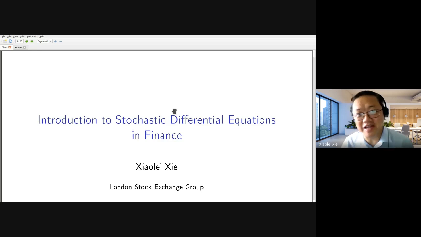So we'll be looking at stochastic differential equations in finance. I myself work at London Stock Exchange Group. So we do pricing and risk management, these sort of things. So this is the kind of mathematics that we use at work. So first of all, let me tell you about a model of stock prices. This model is called the geometric Brownian motion.